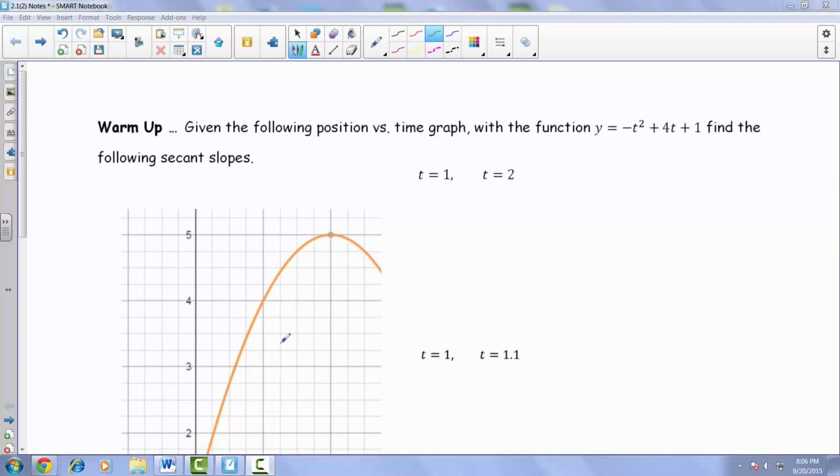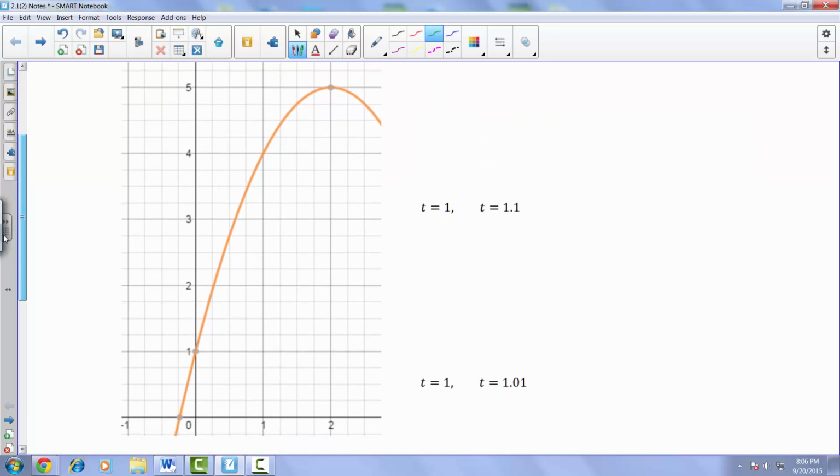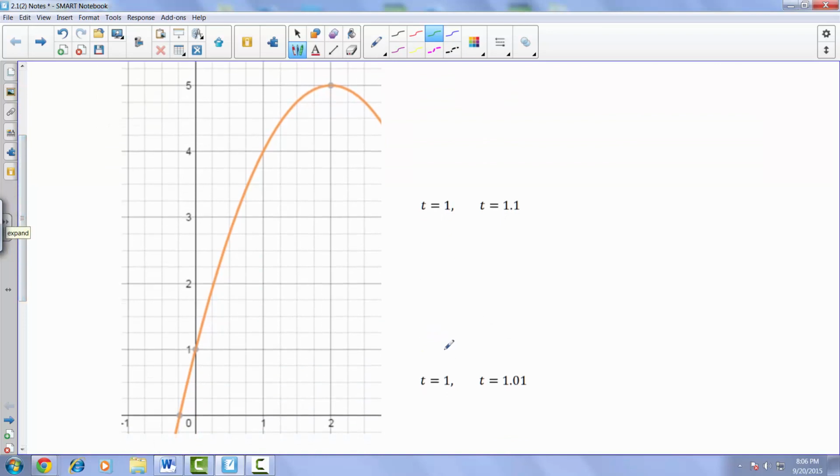Here we are looking at the warm-up from our 2.1 number 2 set of notes. We're asked, given the following position versus time graph with the function, here it is, find the following secant slopes. Now, again, here's our graph, and it is a position versus time image.